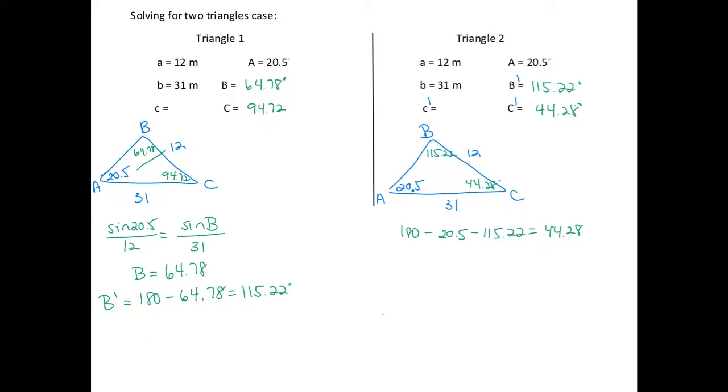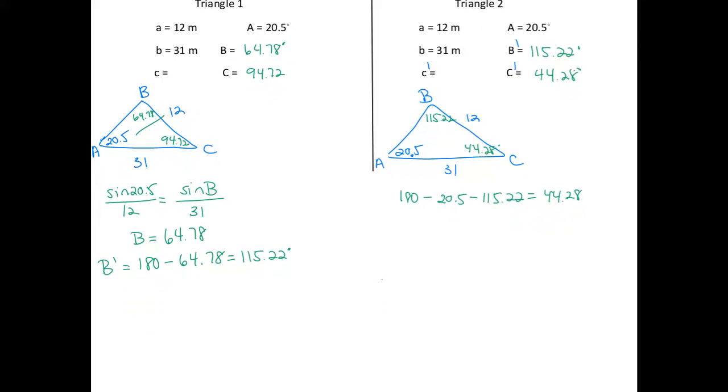Okay, so let's go back over to triangle 1. In this case, I can go back and set up the same law of sines that I did earlier, but now I can plug in angle C because we already have side B. So I'm going to do sine of 20.5 over 12, and then I'm going to do sine of angle C, which was 94.72, all over, and then this would be little side c, which I forgot to put in the diagram.